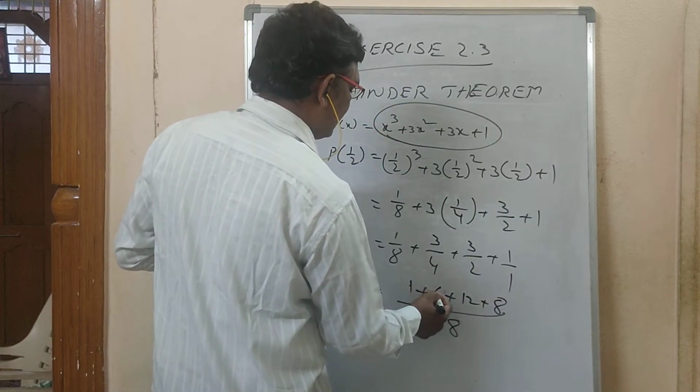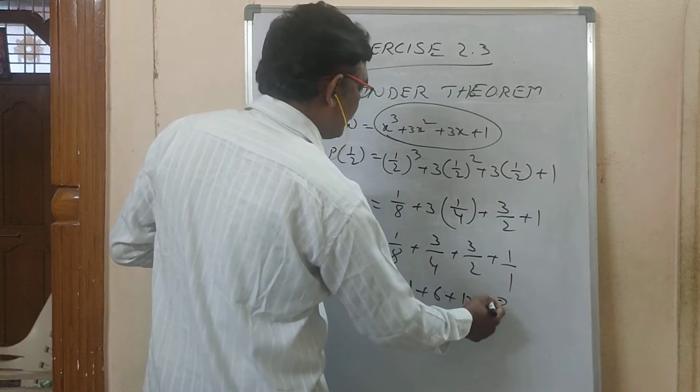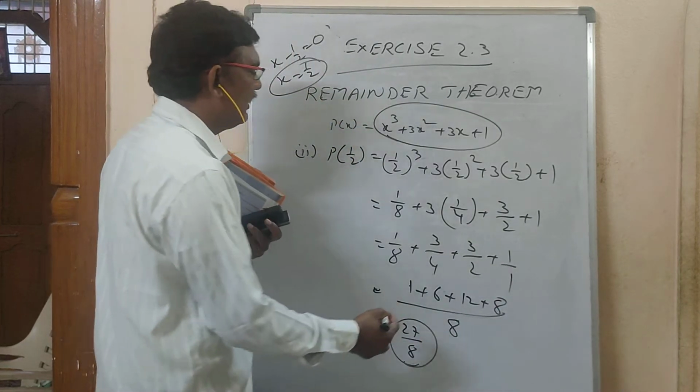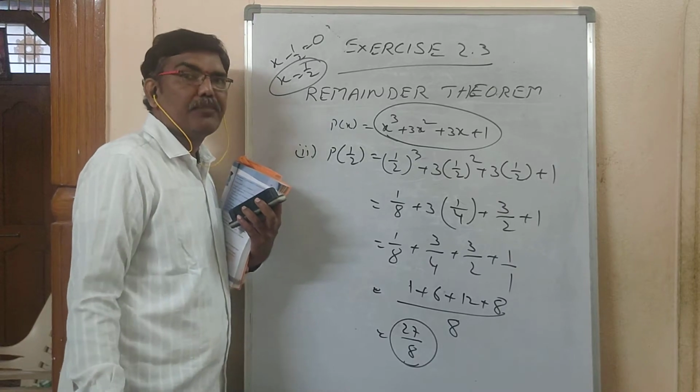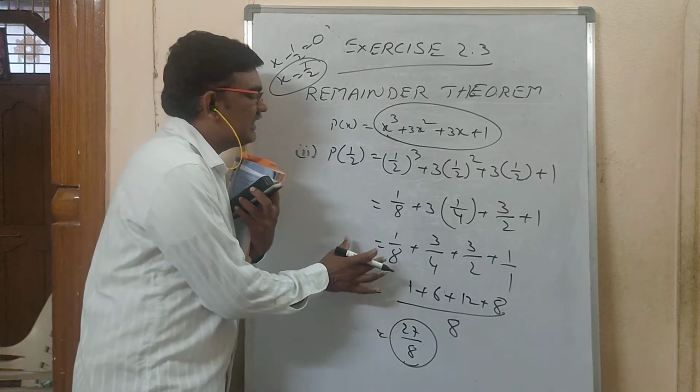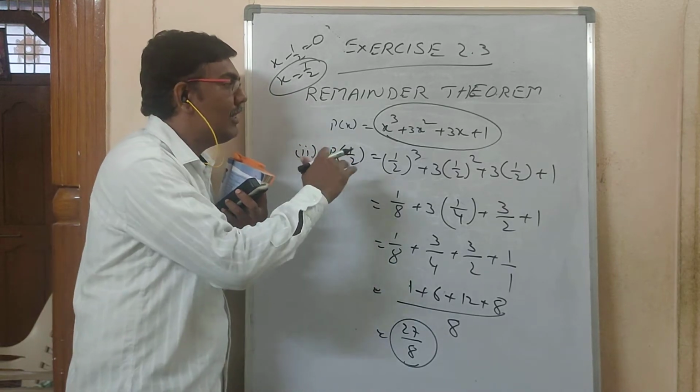Then 1 plus 6 is 7. 7 plus 20 is 27 by 8. What is 27 by 8? 27 by 8 is the remainder. Is this true or false? With normal division you have to do it.